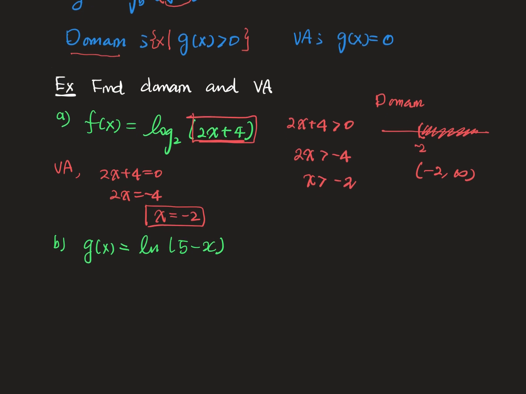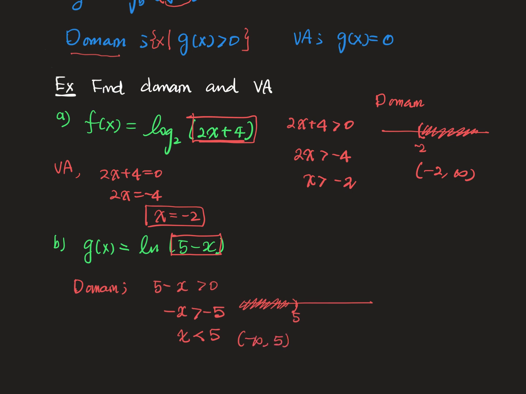How about y equals ln of 5 minus x? So inside the parentheses, let's check the domain first. 5 minus x is going to be greater than 0. Negative x is going to be greater than -5. When you divide both sides by a negative, you change the inequality, so x is less than 5. Then here is 5, and x is on the left side. The interval is going to be negative infinity to 5.